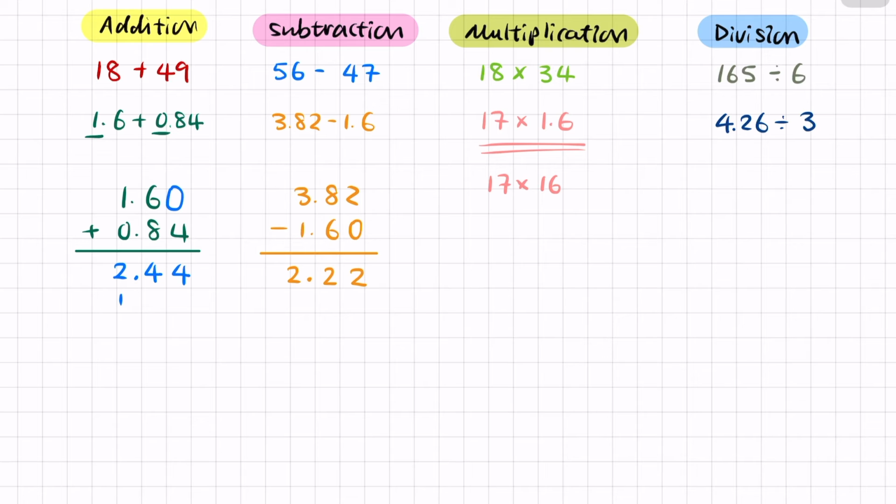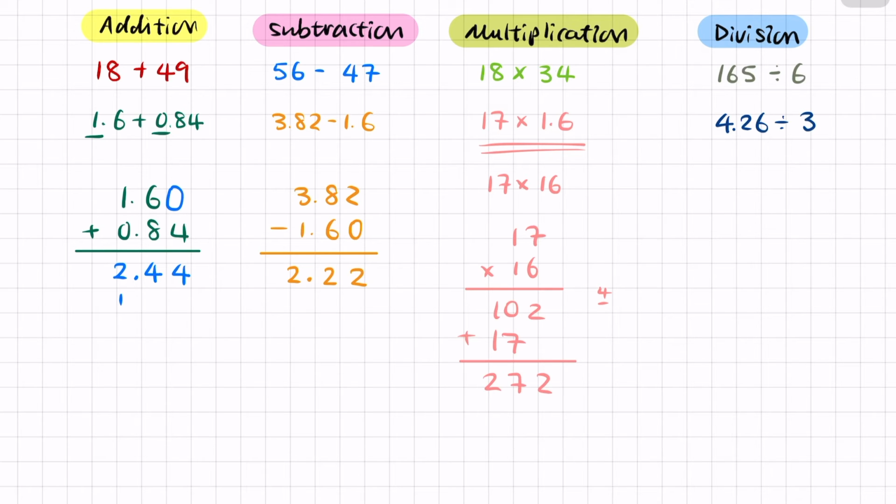Let's do this one together. 17 lots of 16. 6 times 7 gives me 42. 1 times 6, that's 6. Add 4, that is 10. 1 times 7, that gives me 7. 1 times 1, that gives me 1. So when we add them together, that gives us 272.